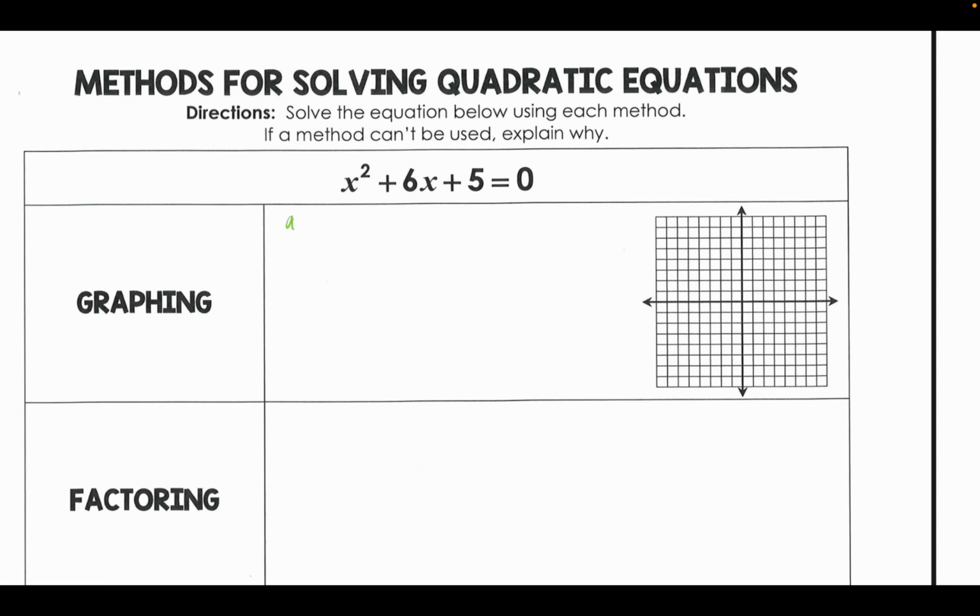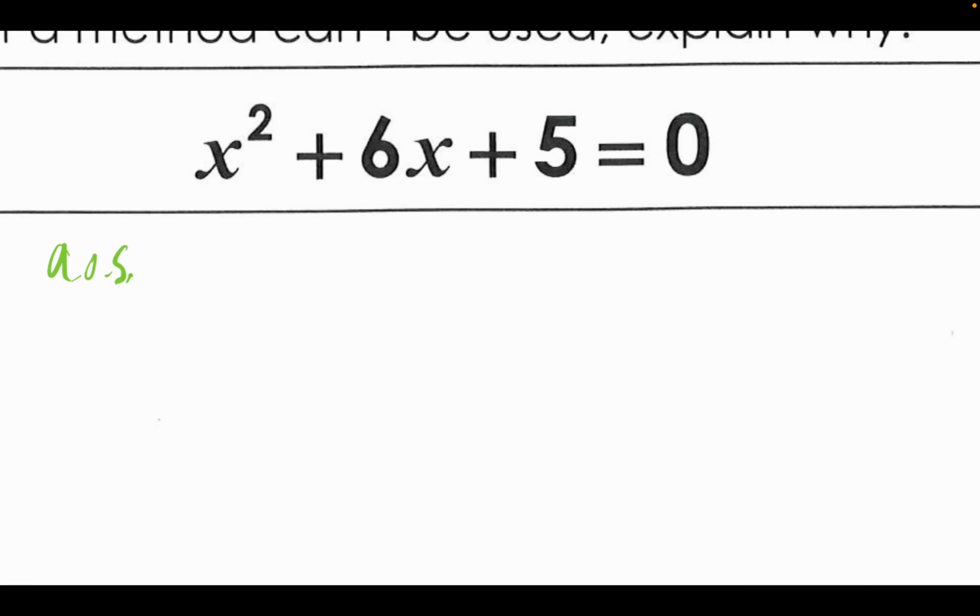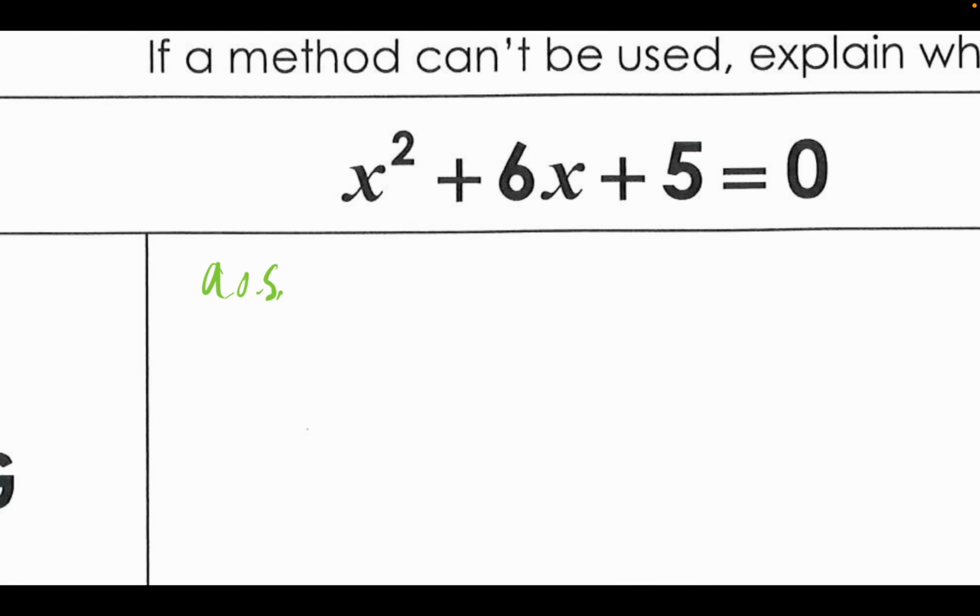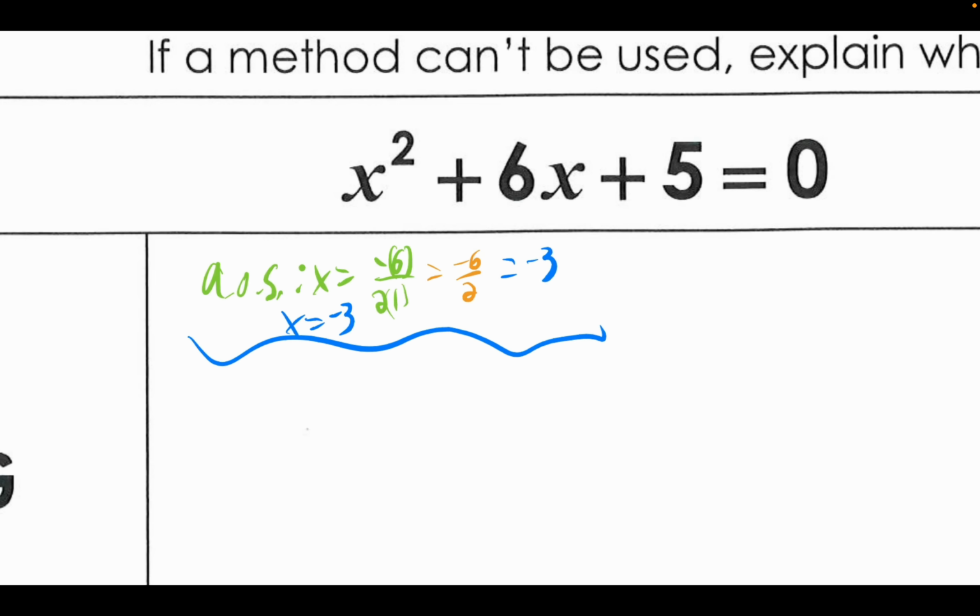So here I'm going to find the axis of symmetry first. I'm going to zoom in a little bit more so I have more room to work. And remember, axis of symmetry is x equals negative b over 2a. So this will be negative of 6 over 2 times 1. That's negative 6 over 2, or negative 3. So that's x equals negative 3. I will then plug this in, and I will get negative 3 squared plus 6 times negative 3 plus 5. That's 9 minus 18 plus 5.